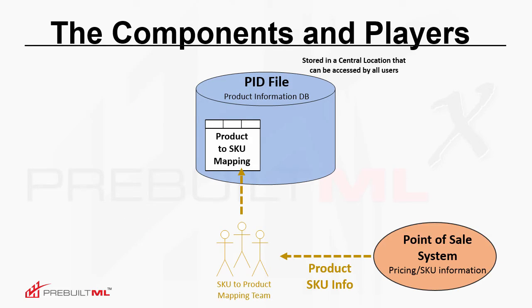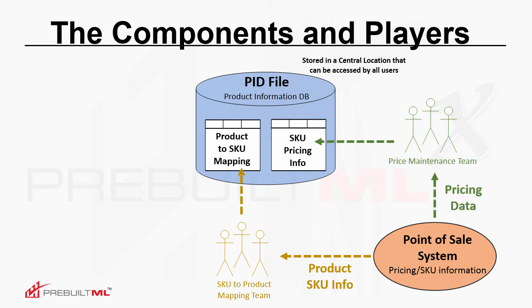The second table that's in the PID file is the SKU to pricing information. The goal here is to provide in the PID file information that would be key to pricing out the specific SKUs. So again, a group of individuals or people in your organization will need to take the pricing data from your point of sale system and import it into the PID file.